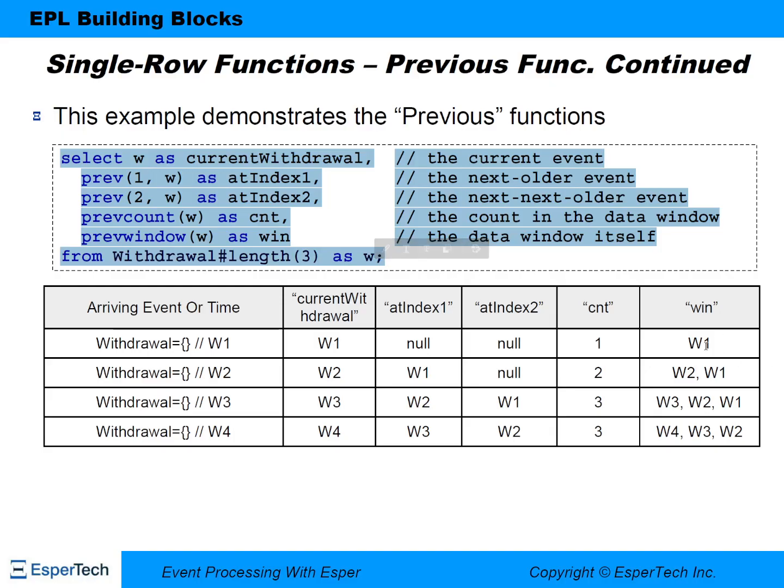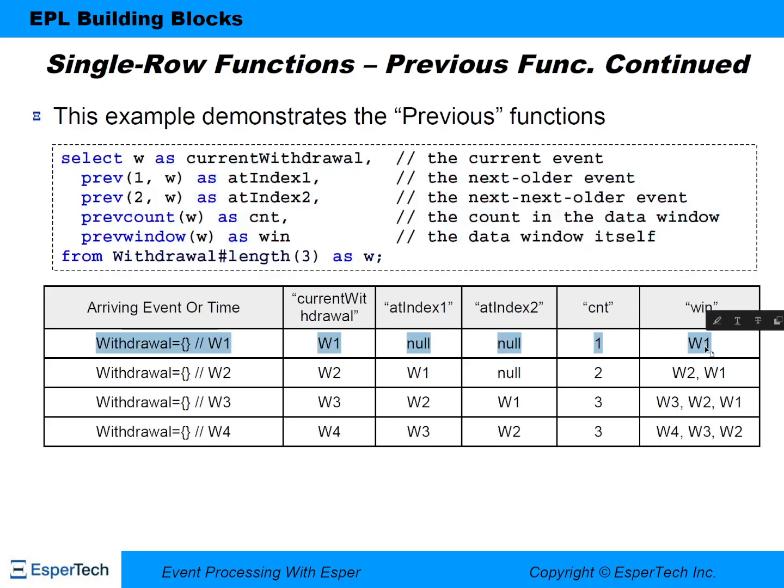The table below is the output for a scenario of withdrawal events arriving. A withdrawal event arrives, labeled as W1. The current withdrawal column is W1, the at index 1 is null, the at index 2 is null, the CNT is 1, the win is W1. A withdrawal event arrives, labeled as W2. The current withdrawal column is W2, the at index 1 is W1, the at index 2 is null, the CNT is 2, the win is W2 and W1.